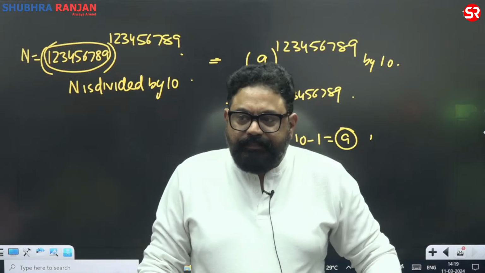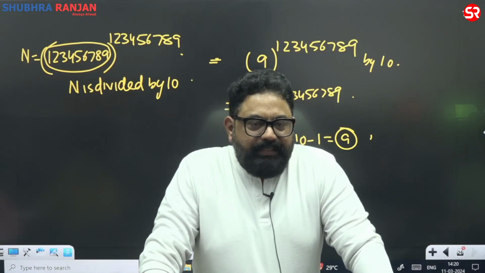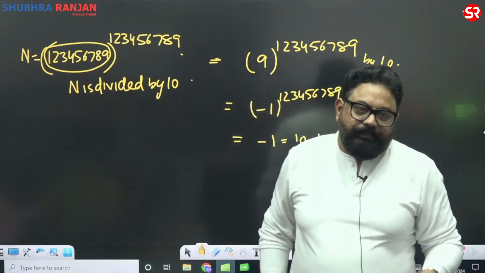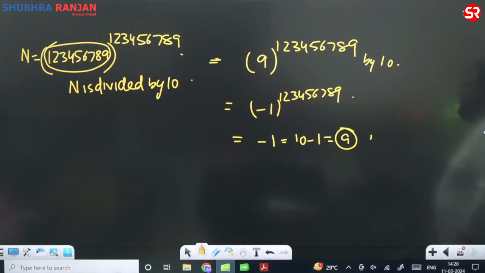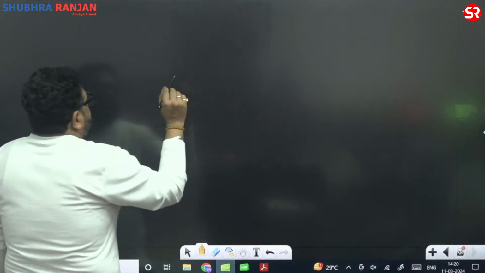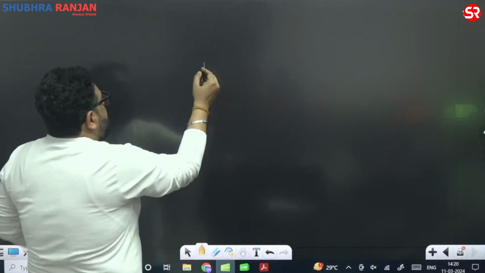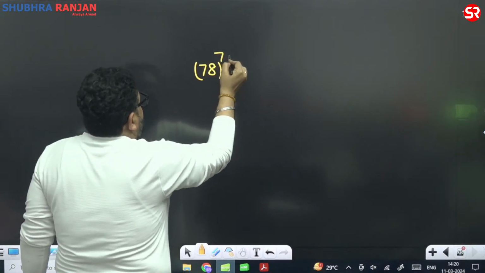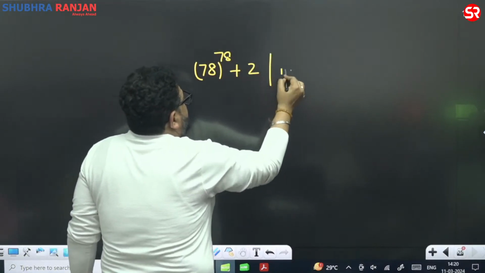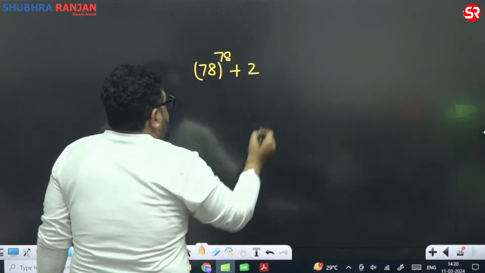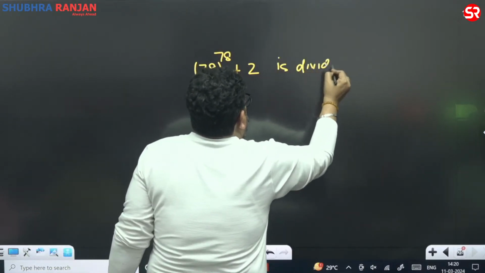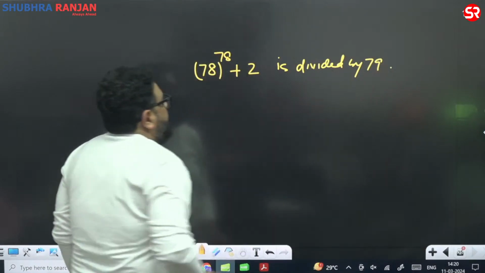Shall we do one more? Guys, shall we do one more? एक बार नोट करो इसको पहले. देखो. I say, what is the remainder when 78 to the power 78 plus 2 is divided by 79.